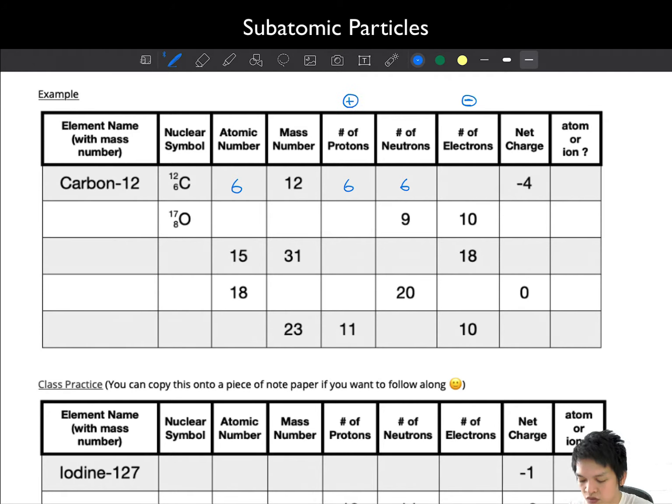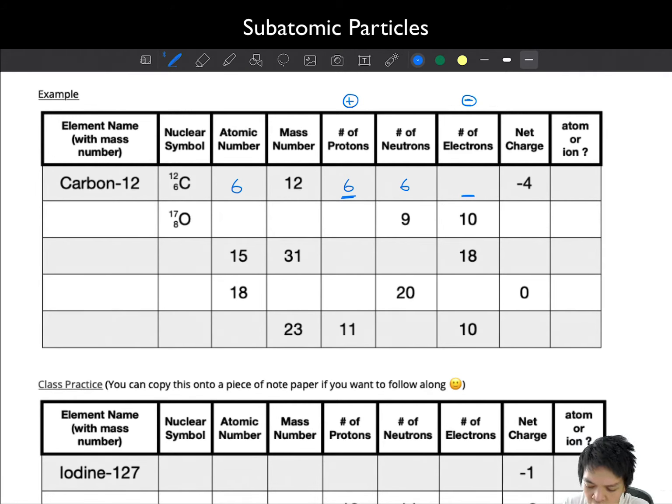Why do we need to know that? It's because we know the net charge here. The net charge is -4. So the overall charge of the atom is -4. Does that mean I should have more protons or more electrons if the overall net charge is -4? If it's negative, then there should be more electrons, right?